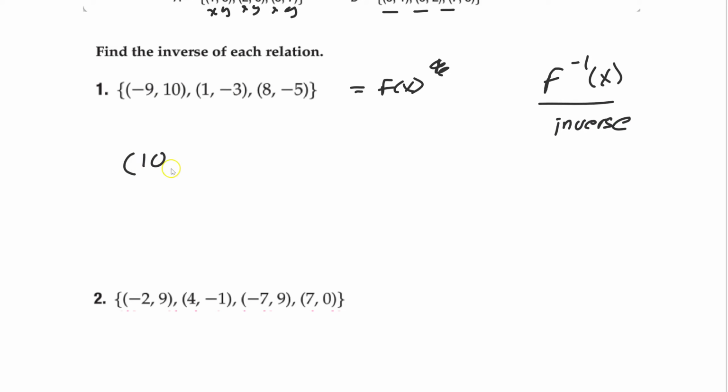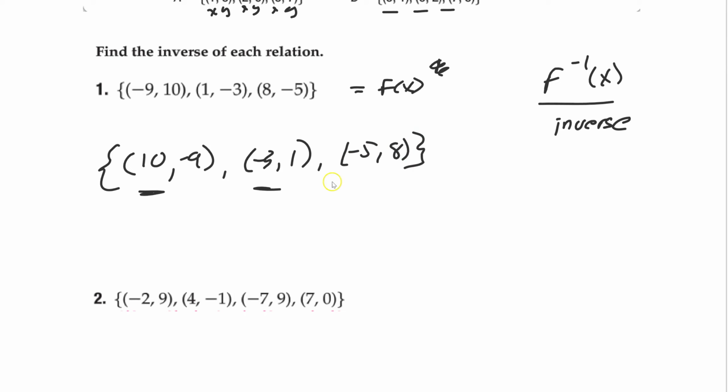So inverse would be 10, negative 9, curly brackets, negative 3, 1, and negative 5 and 8. And this one is a function, all the x's are different, so it's an inverse function. So that's our inverse function.